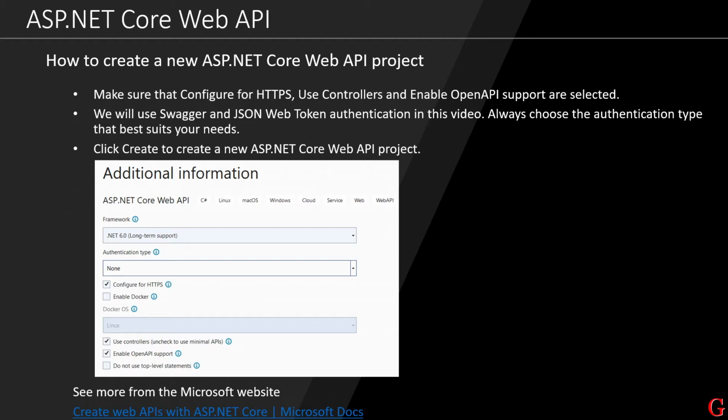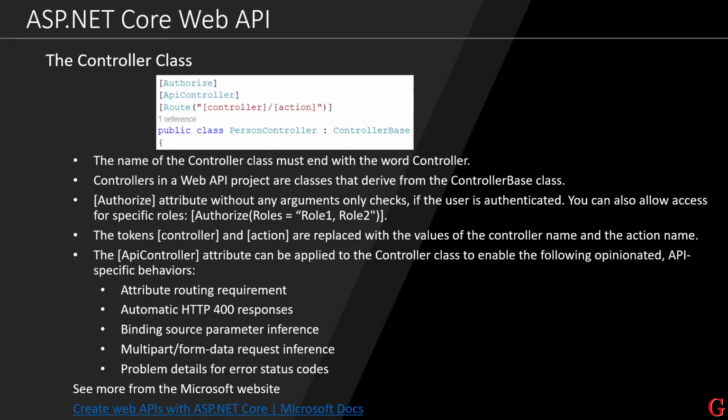Next we look at the controller class. The name of the controller class must end with the word Controller. In this example, the controller name is PersonController. Controllers in a Web API project are classes that derive from the ControllerBase class. The ControllerBase class does not support views. The Authorize attribute without any arguments only checks if the user is authenticated.